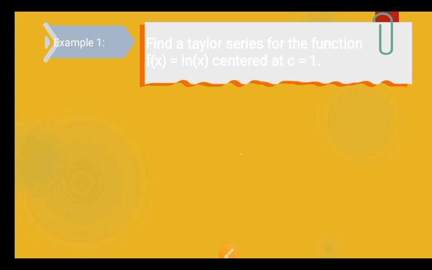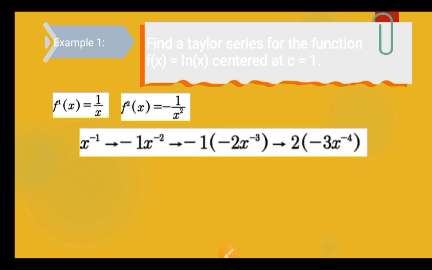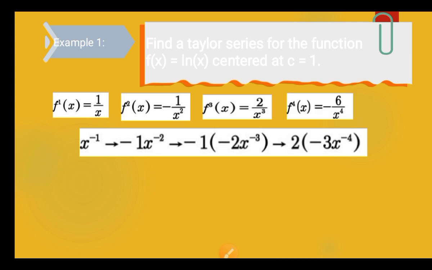So, example: find the Taylor series for the function f of x equals ln x, centered at c equals 0. So we're going to derive. The derivative of ln x is 1 over x. The second derivative is negative 1 over x squared. The third derivative is 2 over x cubed. Then the fourth derivative is negative 6 over x to the fourth.